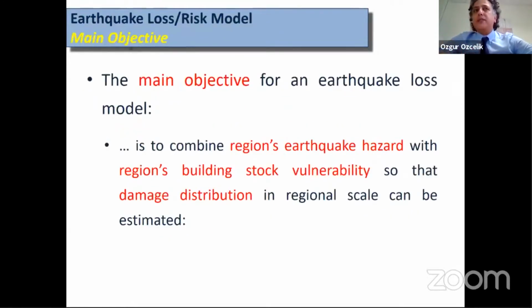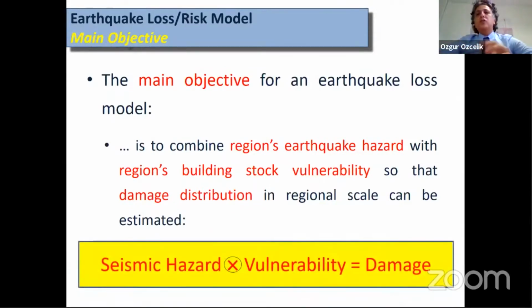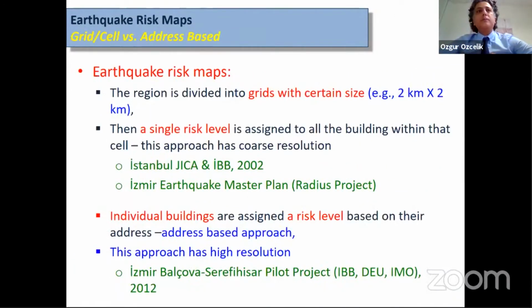So the main objective of an earthquake loss model is to combine a region's earthquake hazard with the region's building stock vulnerability so that the damage distribution at regional scale can be estimated. Just to summarize, you combine, or convolve, seismic hazard with the vulnerability of that specific building stock to estimate damage.